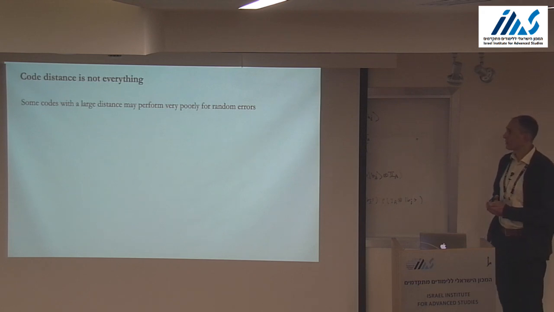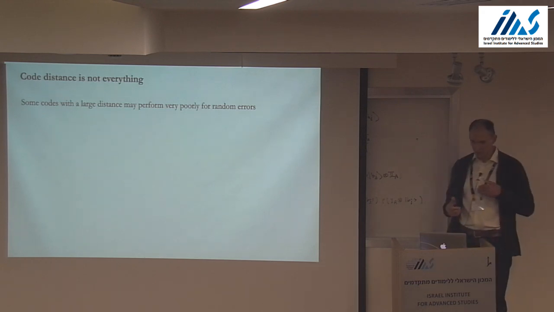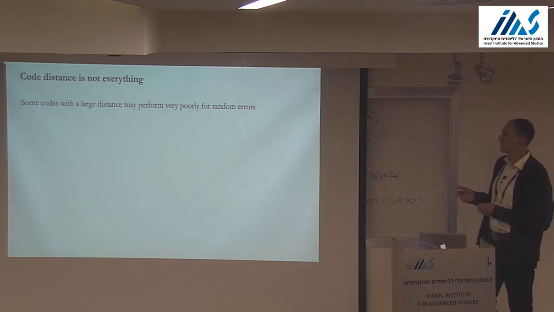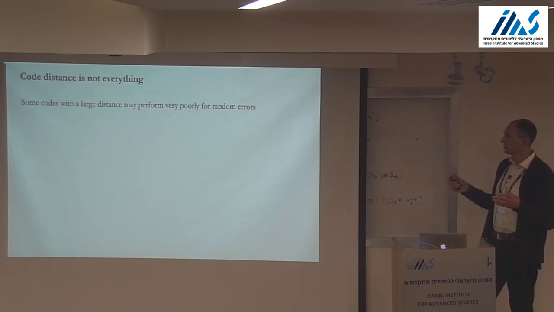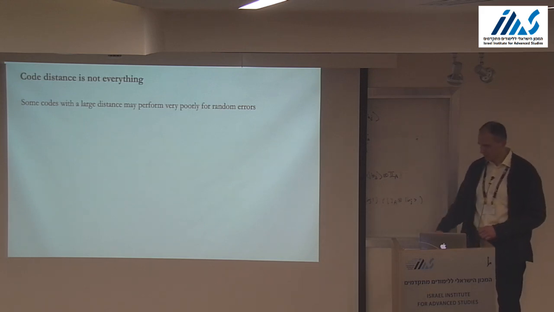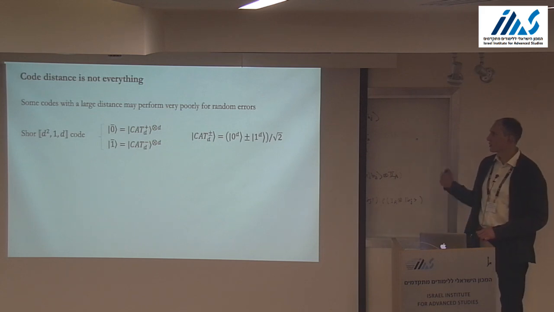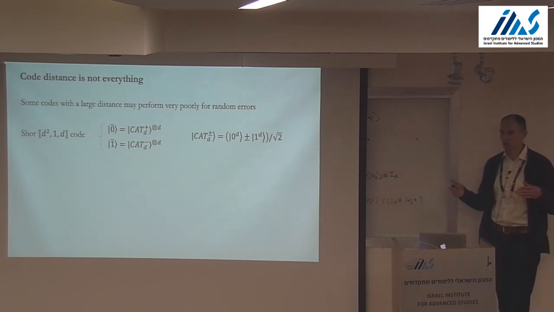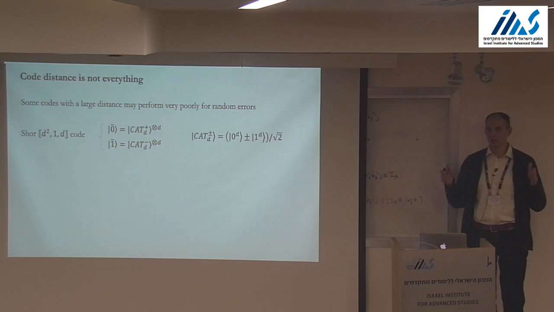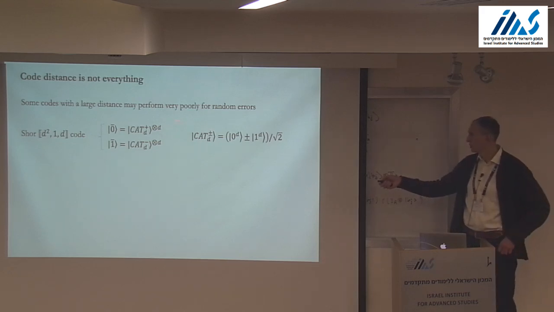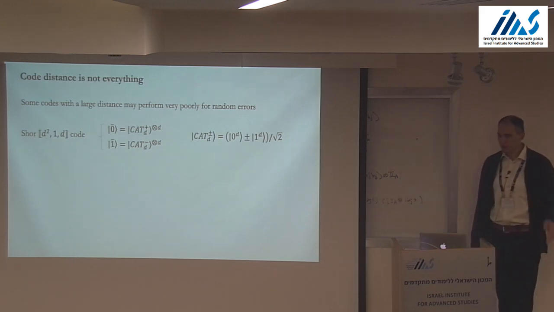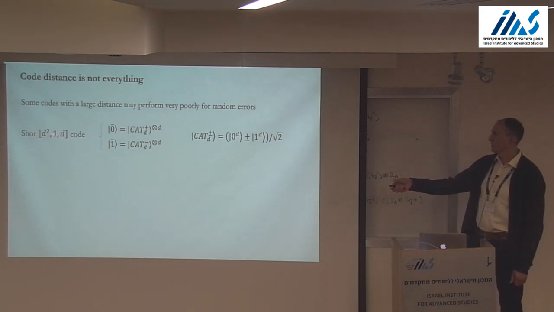But having a large code distance is a very useful feature, but sometimes it's not sufficient. So there are codes that have very large code distance but perform very poorly for random errors. So let me clarify this point. Suppose we look at a generalization of this Shor code. Instead of 3-qubit cat states, we can consider multi-qubit, d-qubit cat states and define encoded 0 and 1 states the same way as before. Then it's not hard to check that this code has distance d.